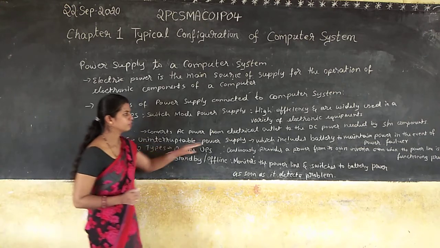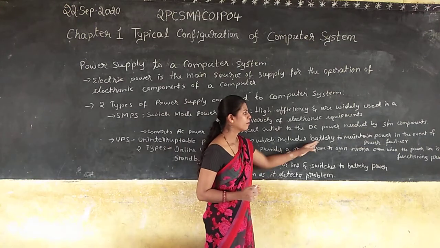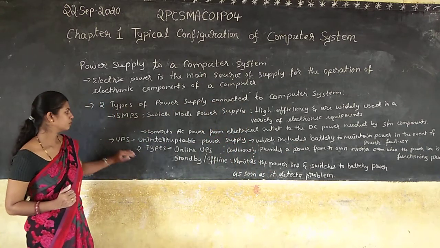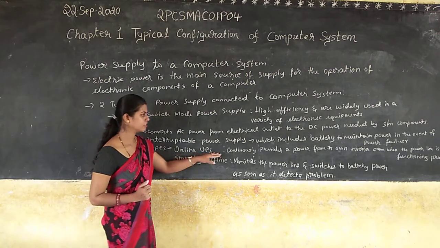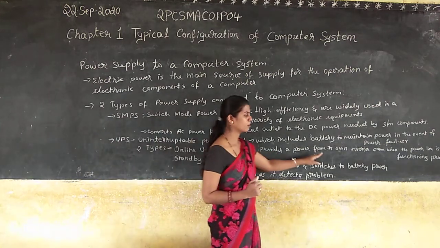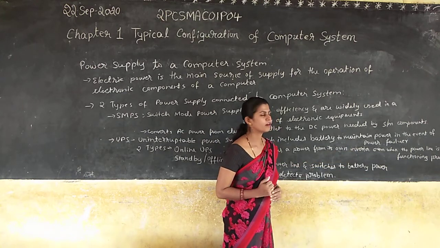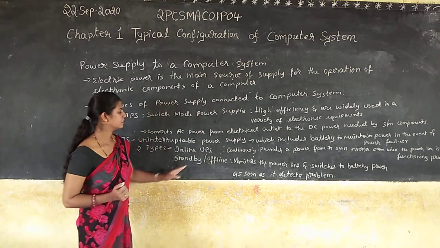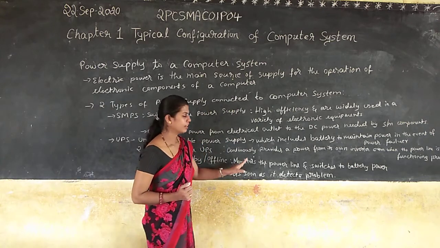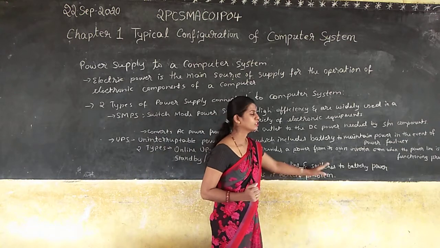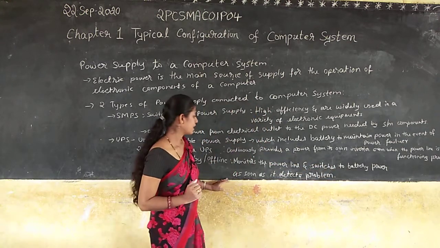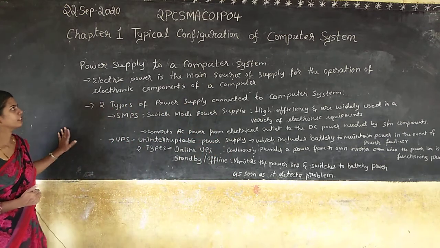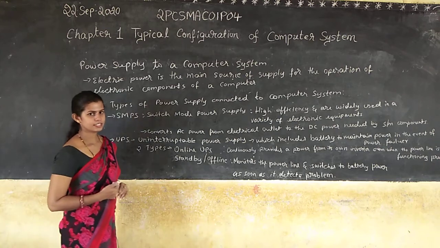And uninterruptible power supply includes a battery to maintain power in the event of a power failure. And there are two types of UPS. First one is online UPS, which continuously provides a power from its own inverter even when the power line is functioning properly. And in standby or offline UPS, it monitors the power line and switches to battery power as soon as it detects some problem. So this is about the power supply to a computer system.